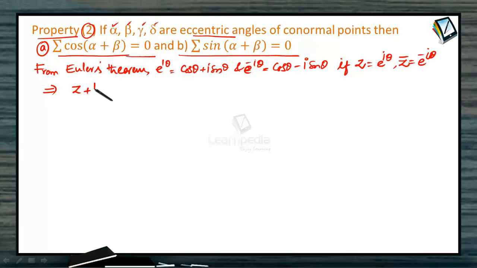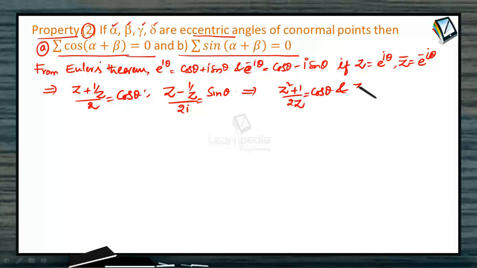(z + 1/z)/2 is nothing but cos θ, and (z - 1/z)/2i is equal to sin θ. So from this what we conclude is (z² + 1)/2z is cos θ, and (z² - 1)/(2i z) is sin θ. So these are the assumptions that we have made.